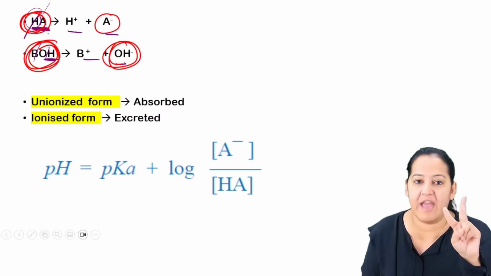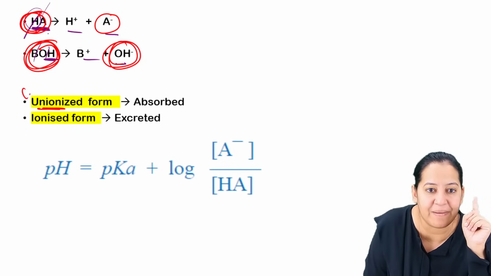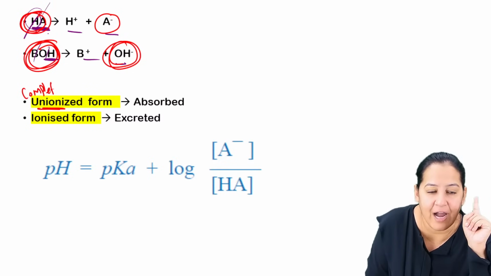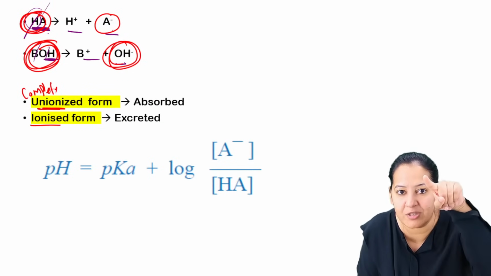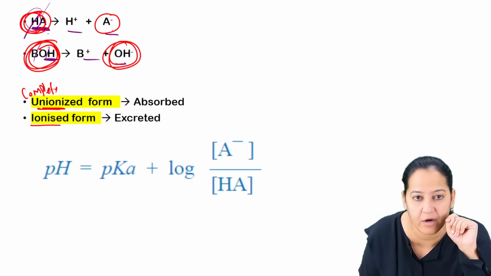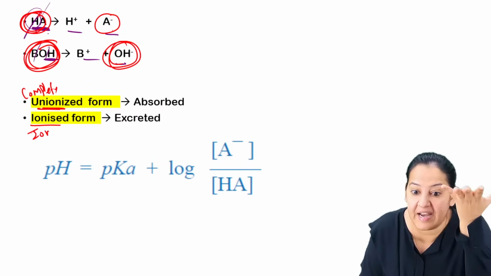So for the drug we have two forms. Unionized means complete. And ionized means it is already forming the ions, either A positive or A negative or B positive. Got it? It is ions. It is split. It is forming the ions.